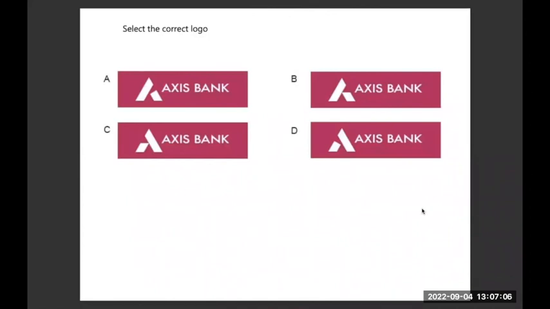All right. So to identify the correct logo, this should not be that difficult. Anybody? Which is the correct logo?